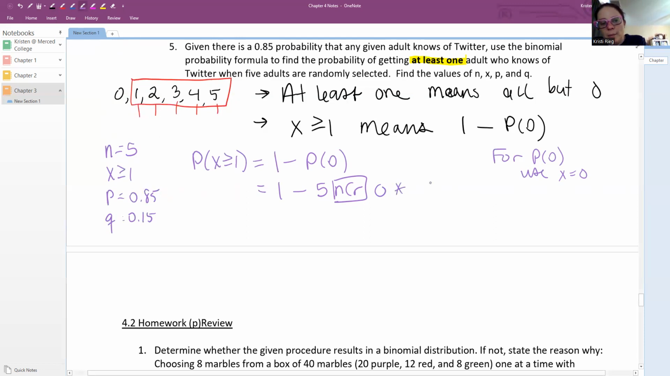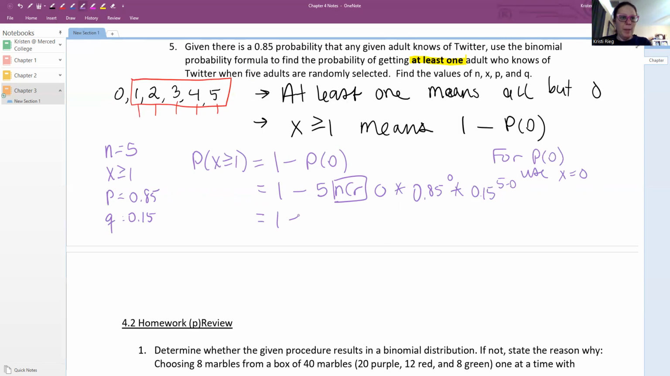5 NCR 0 times our P to the X power. Remember, X is 0. And then Q to the 5 minus X power, 5 minus 0. Don't worry about a 0 power. Don't worry about 0 in this formula. Let's figure out what the probability of 0 is, and then we can subtract it.